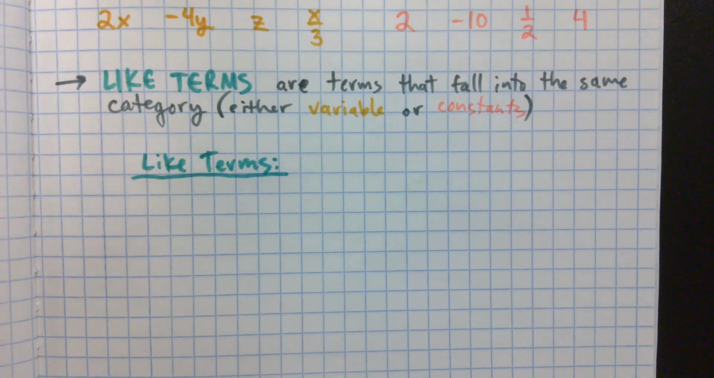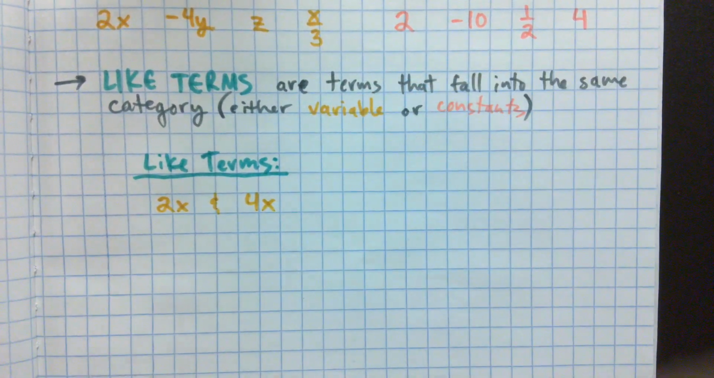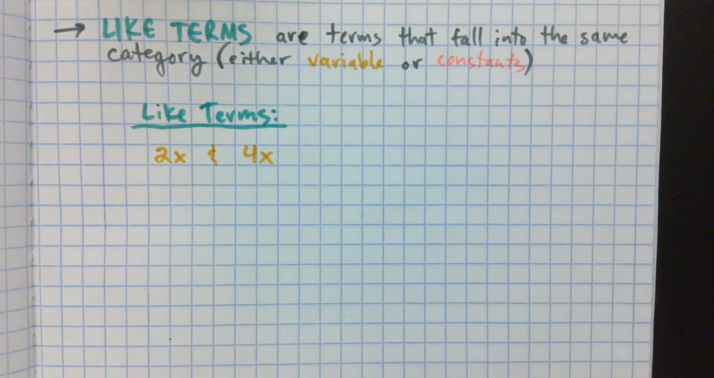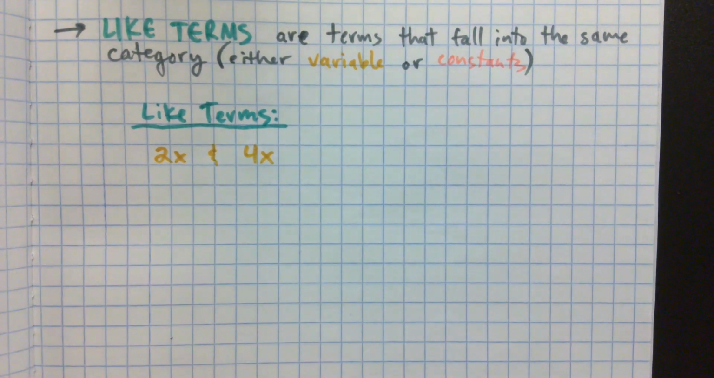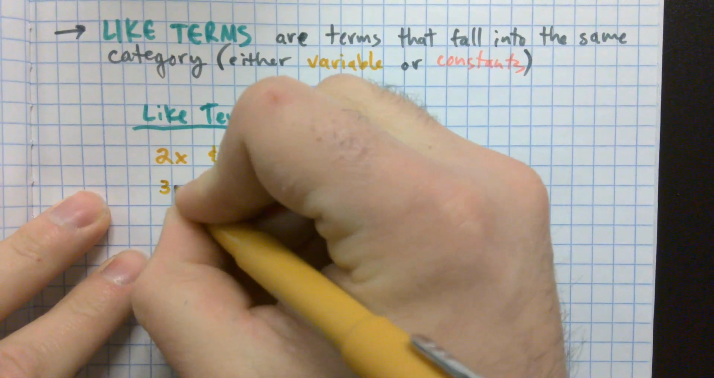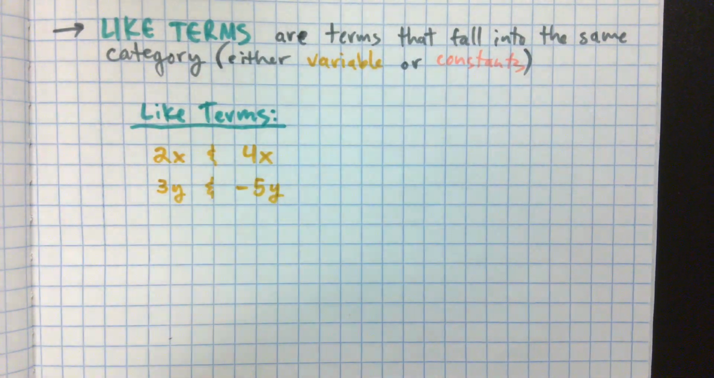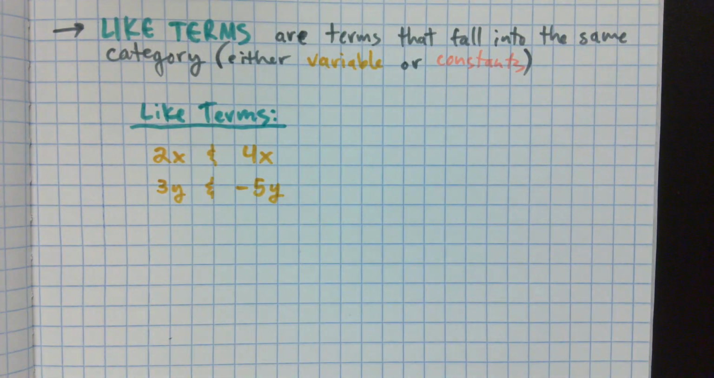Would be, let's see, 2x and 4x. They're both variable terms, and something that we're going to mention in a second is that they have the same variable. Some other like terms would be 3y and negative 5y. Both variable terms, both contain the same variable.